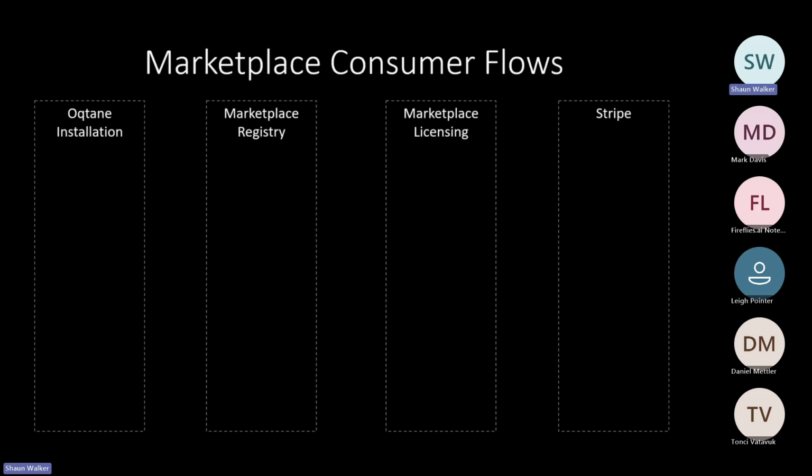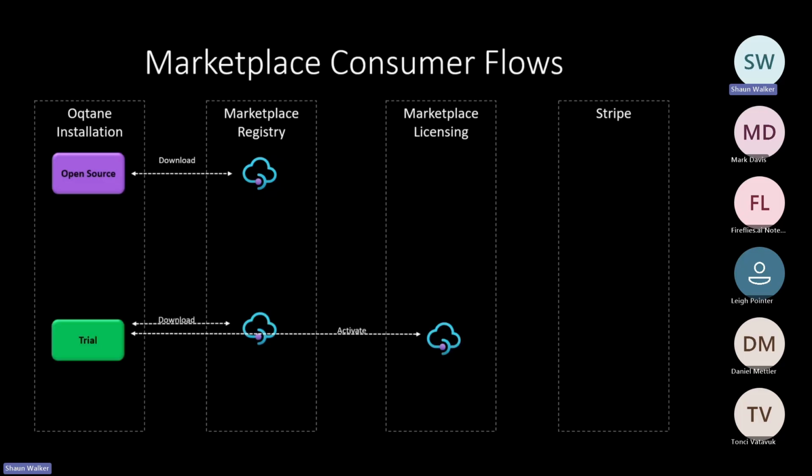This slide I created a couple of years ago when I did a presentation around the marketplace itself, and it talks about some of the different flows that exist within the marketplace. So there's the open source flow, meaning you're in your Oqtane installation, you're presented with a list of open source products that are available. You click download, and it basically downloads the product directly from the marketplace. In this particular flow, you don't need a user account, right? You don't need to have a user account registered on the marketplace because this is not a commercial product.